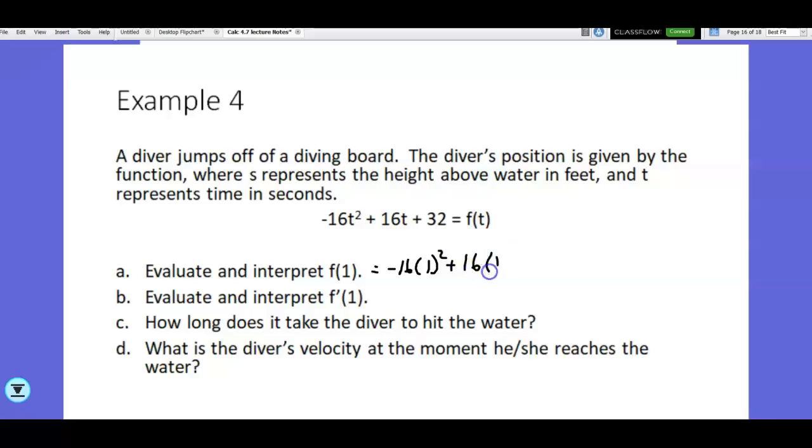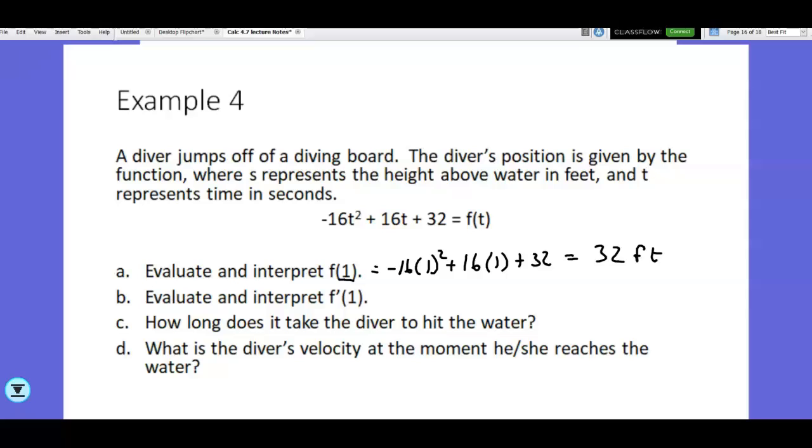f of 1 is what we get when we plug 1 directly into the equation that they gave us. Now that's a position function. So when you plug a time in there, it gives you a position. And what we end up with there is 32. And we said 32 what? That's going to be 32 feet. And so what this means is at t equals 1 second, the person's height is 32 feet. Okay? Now the next question says, find and evaluate f prime of 1.